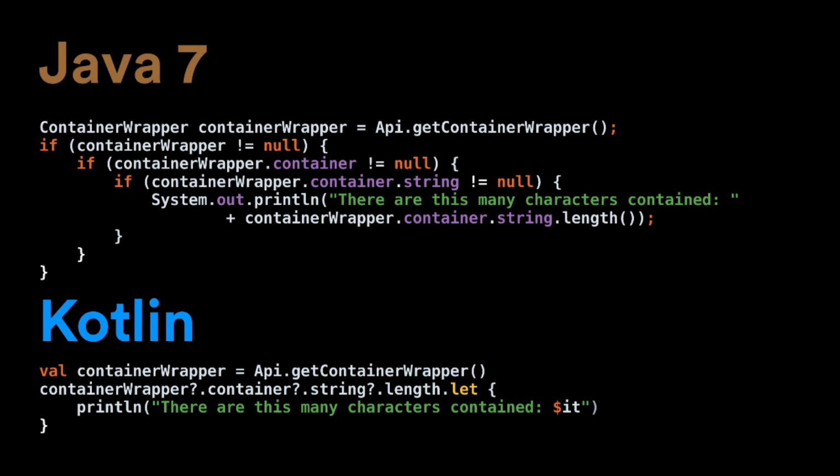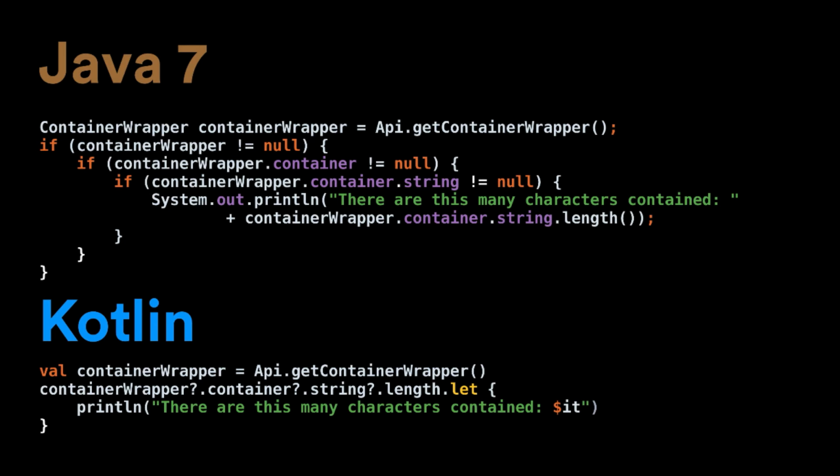Container wrapper, question, container, string, not sure. Aha, but if we get here .length, I can then call let to apply this function to run. So at this point, we've got the length. I'm using that length. That's what's being referred to as it there, running inside that block of code within let. So we print just that length.